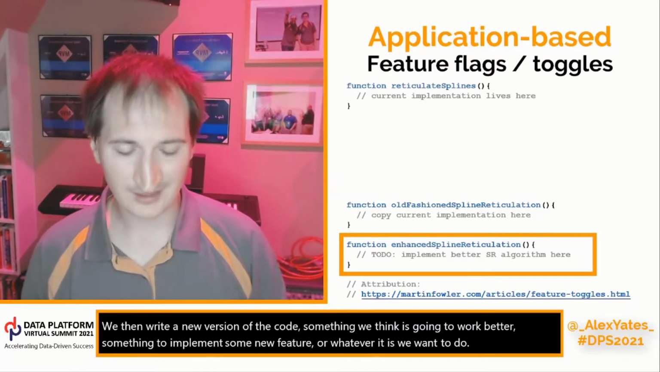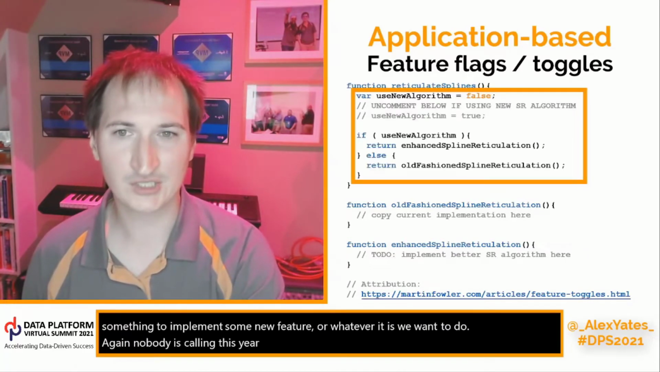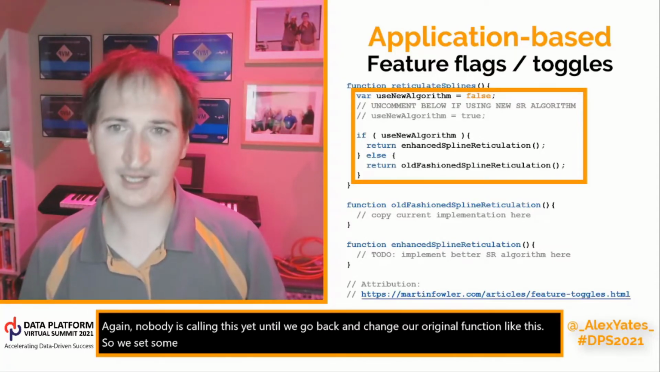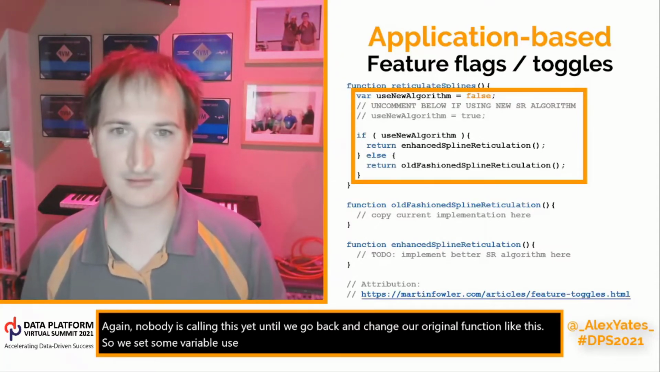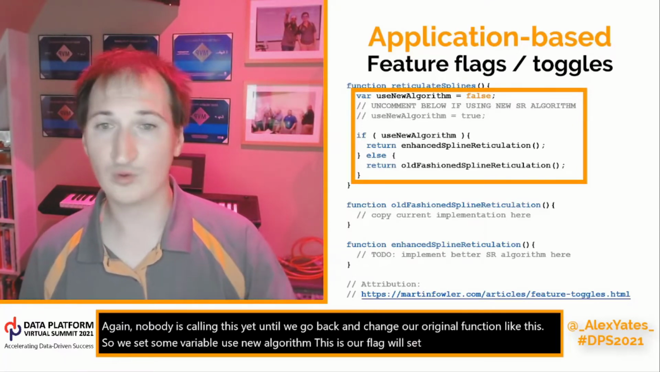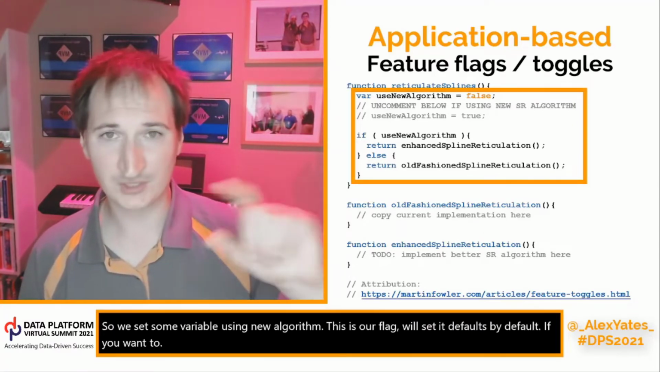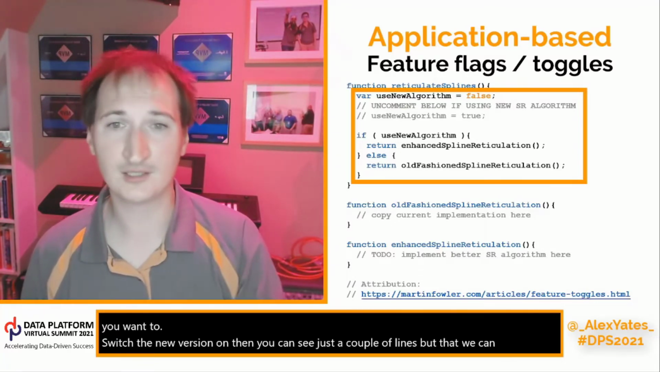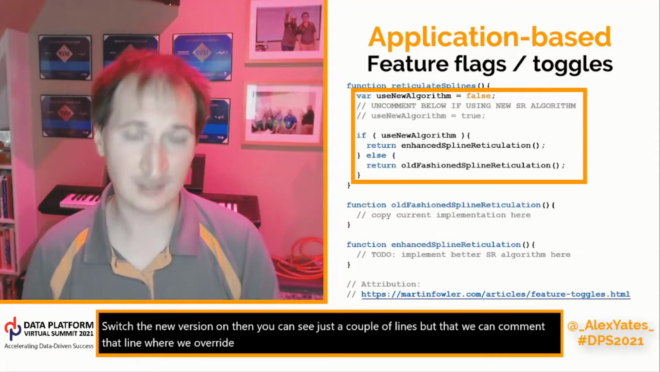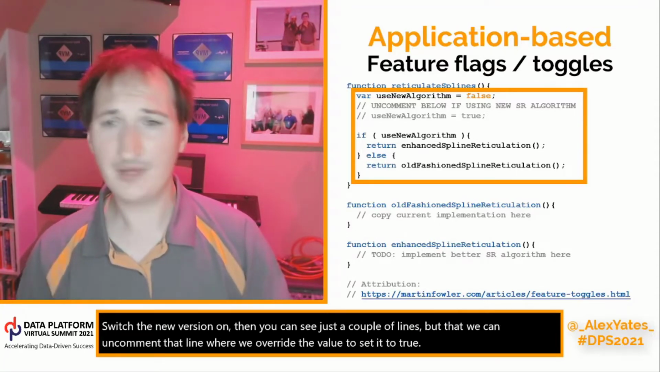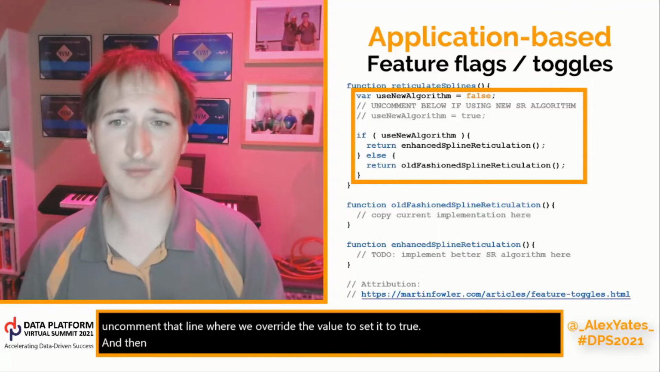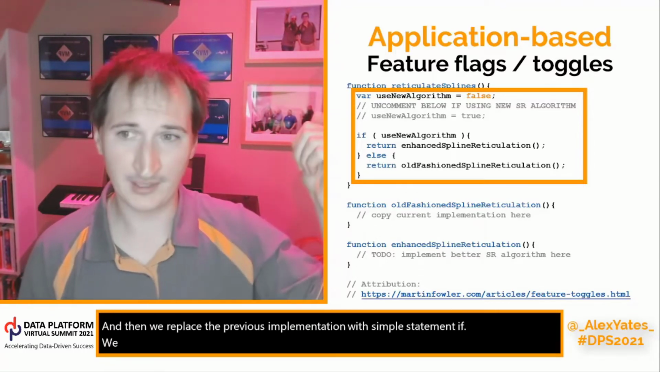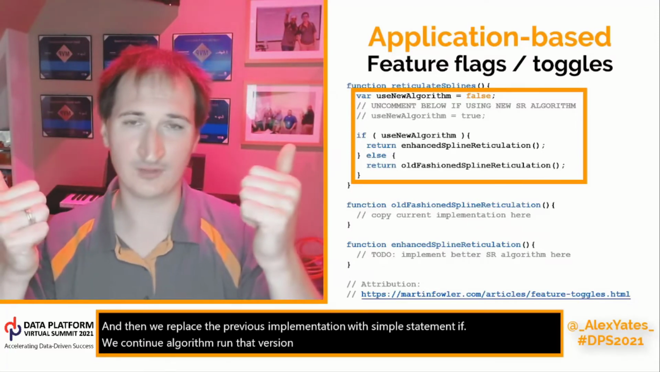Again, nobody is calling this yet until we go back and change our original function like this. We set some variable, use new algorithm. This is our flag. We'll set it to false by default. If you want to switch the new version on, just a couple of lines below that we can uncomment the line where we override the value to set it to true. Then we replace the previous implementation with a simple if statement: if we're using the new algorithm, run that version of the function, otherwise use this version of the function.